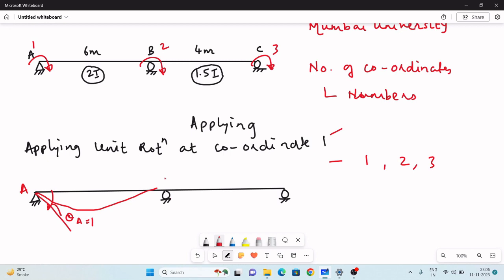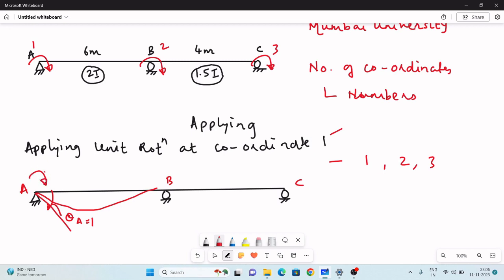Okay, and since we are assuming that the other ends are fixed, no rotation is developed at joint B and joint C. So you see theta A, you're getting some rotation since you are applying some force here at A.